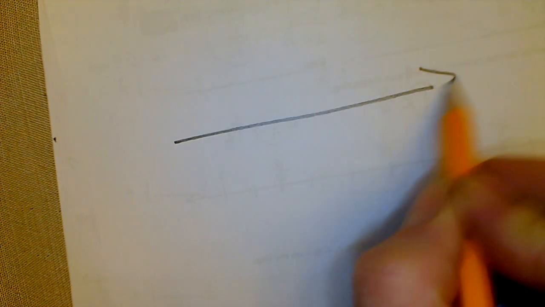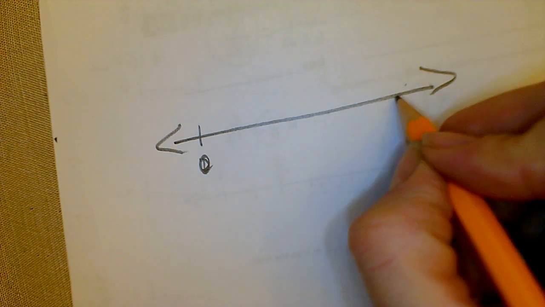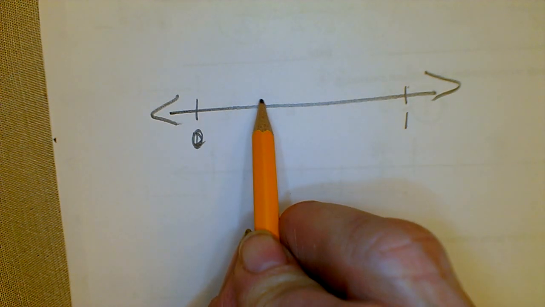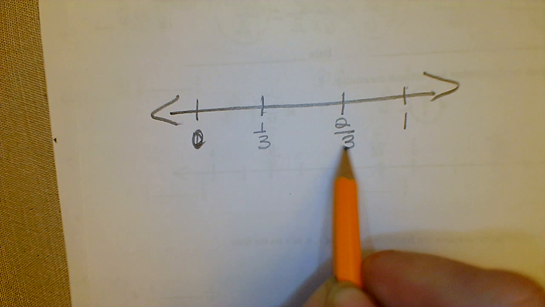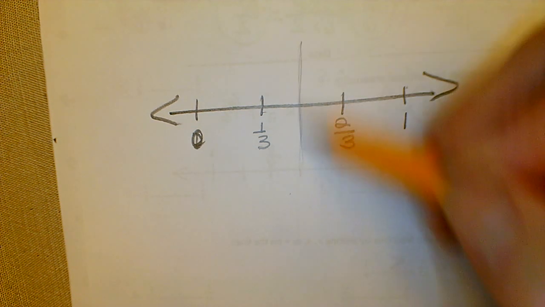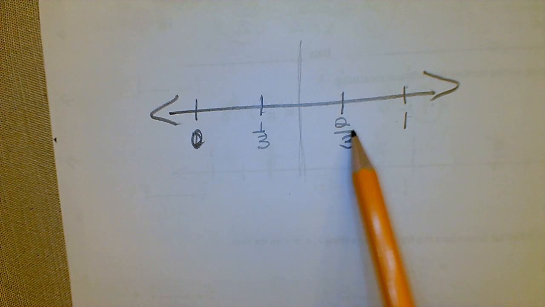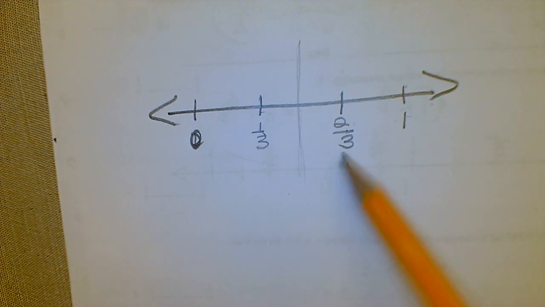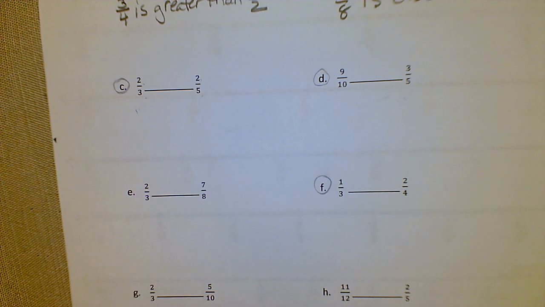So if I had a number line, and I have 0, and I have 1, and then I split this into thirds, this would be 1/3, and this is 2/3. This would be halfway. You can see I just divided my number line in half. So 1/3 is less than it and 2/3 is greater than it. This is something that you just need to start getting comfortable with, is that 1/3 would be less than 1/2 and 2/3, and here's your half, would be greater than it.